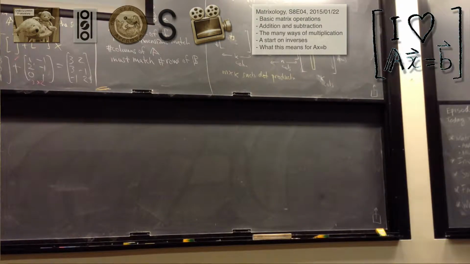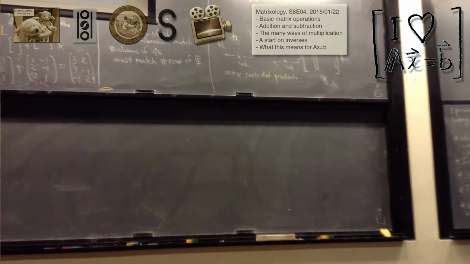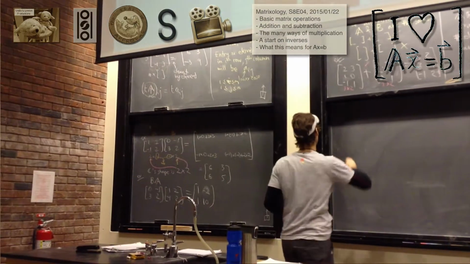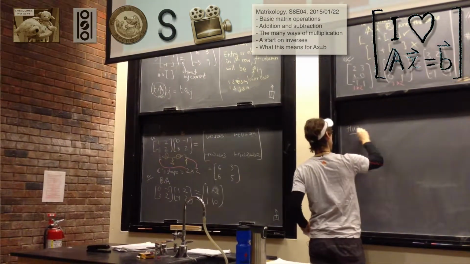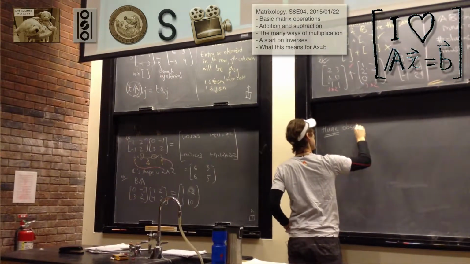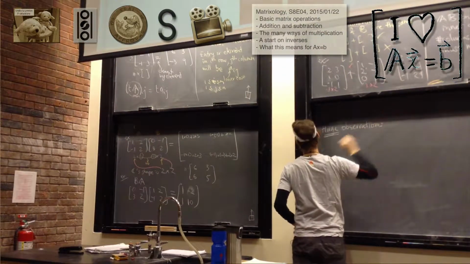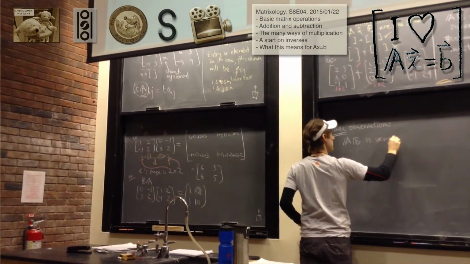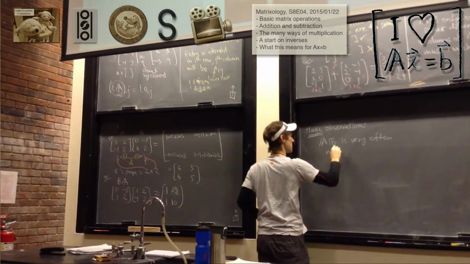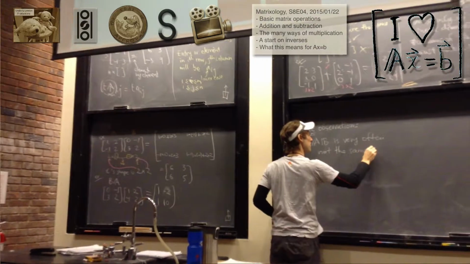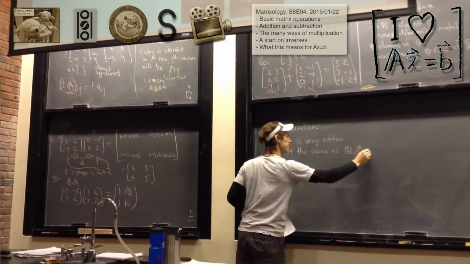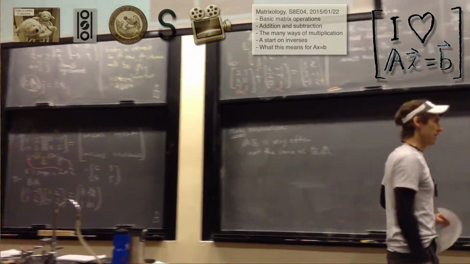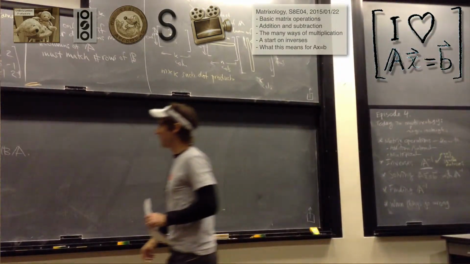All right. What do you notice about these two matrices? They are different. They're not the same. So this is a very important observation. Huge observation. That's a technical mathematical term. Observation. AB is very often not the same as BA. Exciting, right? And if they are the same, it's kind of special.